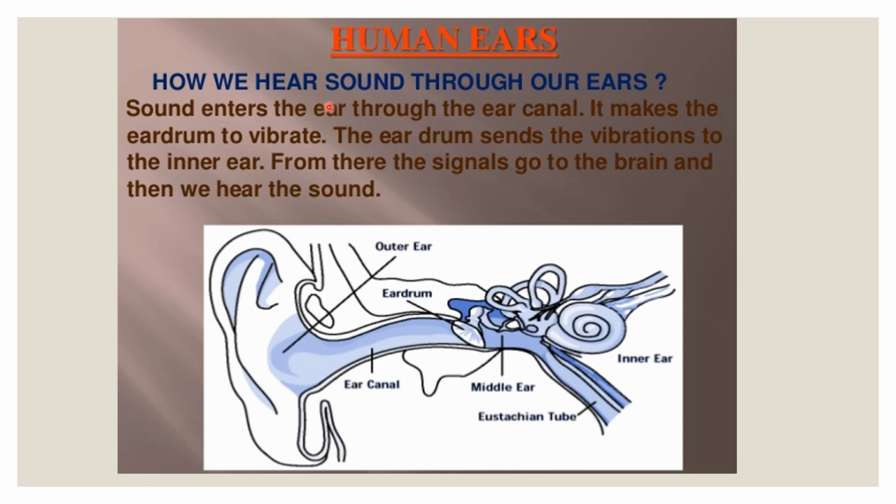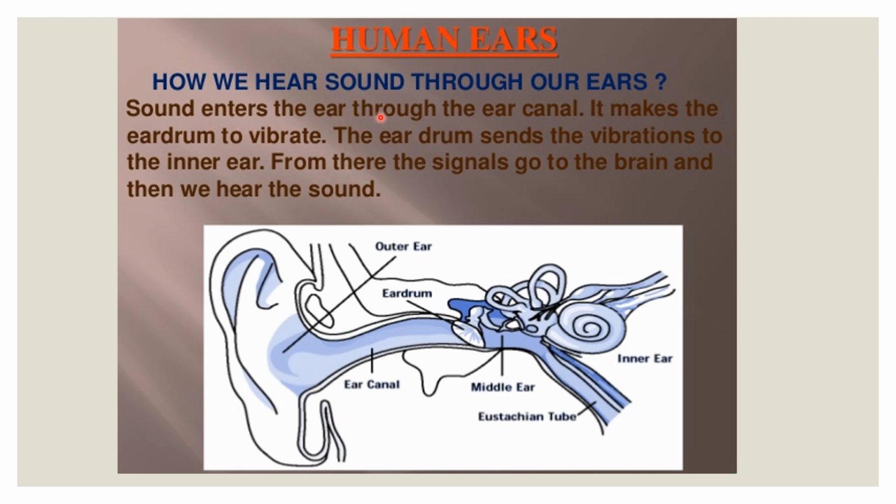Human ears. How we hear sound through our ears. This is the picture of the ear. This is the outer ear. This is the inner ear. And this is the middle ear. This is the eardrum. And this is the canal.